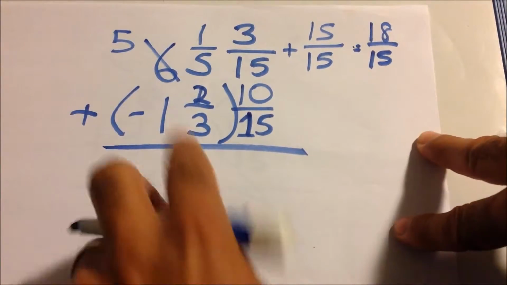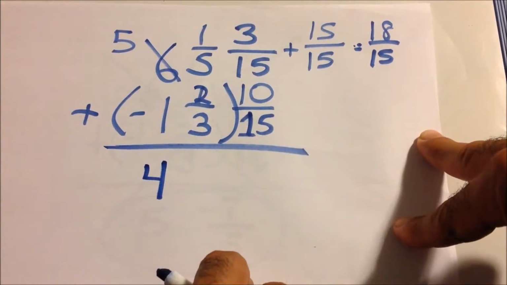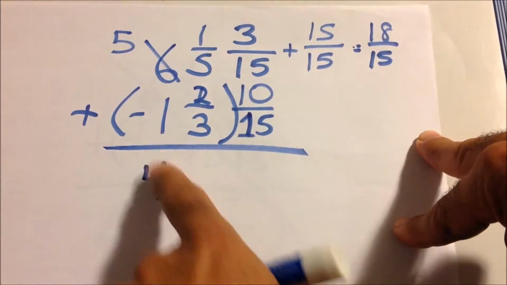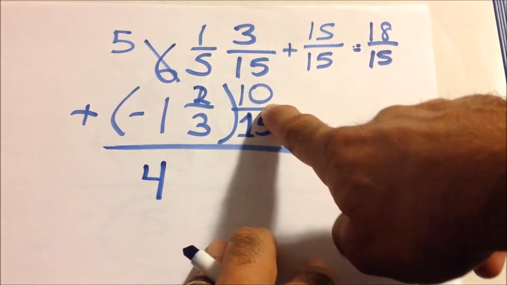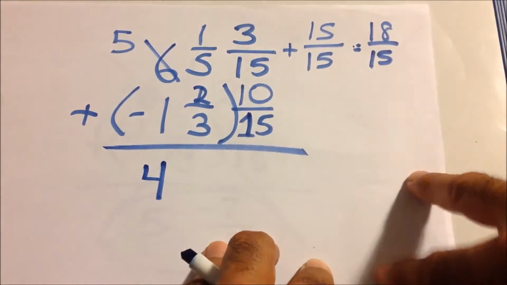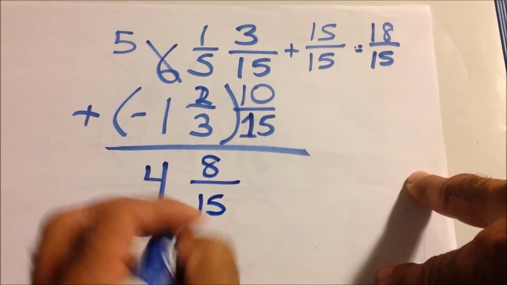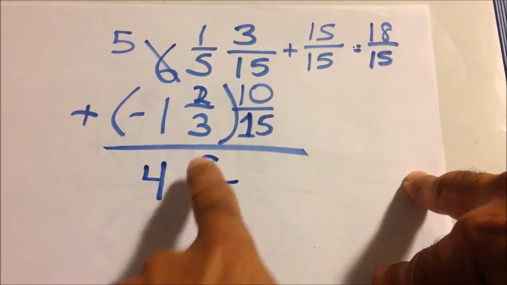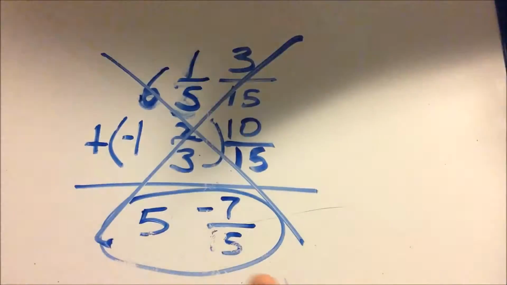Now everything should be the same. 5 plus -1 gives us 4. You have $5, you owe 1, you got 4. And 18 plus a -10, remember it's negative, will give us 8. So now we have the whole number is positive and the fraction is positive. So this is the correct answer, not this.